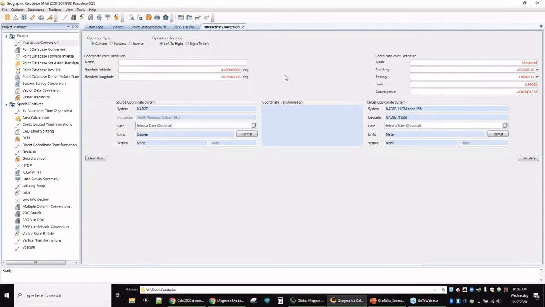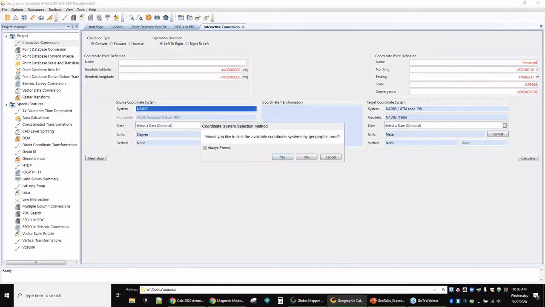The Geographic Calculator is built on the largest commercially available database of coordinate systems. So the boxes down here at the lower half of the job, all of these blue boxes, are where we set up the selection of our geodetics. We're going to double click on any of those boxes to open up our pickers.